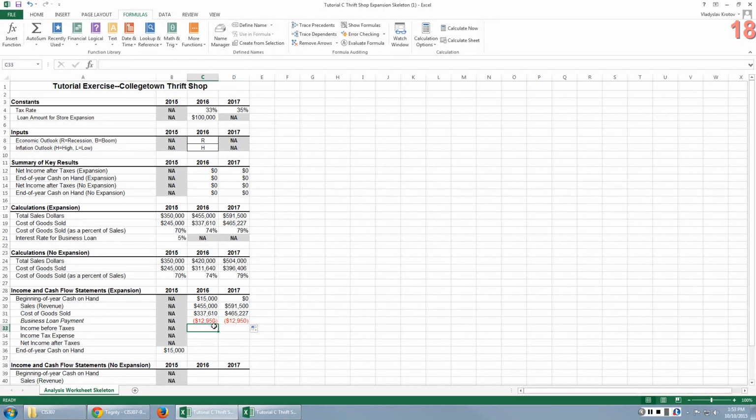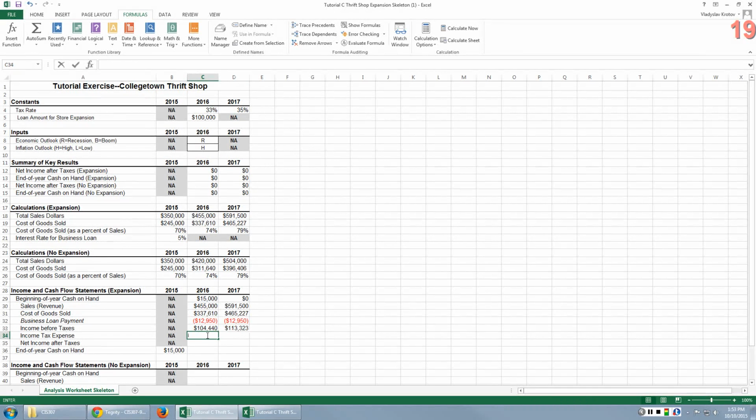Okay. So what's your income before taxes? Well, this is how you calculate it. You need to take your sales, right? Then you subtract your cost of goods sold. And then you don't subtract, you add your loan payment. The reason you add is because it's already a negative number. So as you know from algebra, plus and minus gives you minus sign, right? So you need to add this number. Okay, and you hit enter. So this is your income before tax. And again, you can copy this formula here.